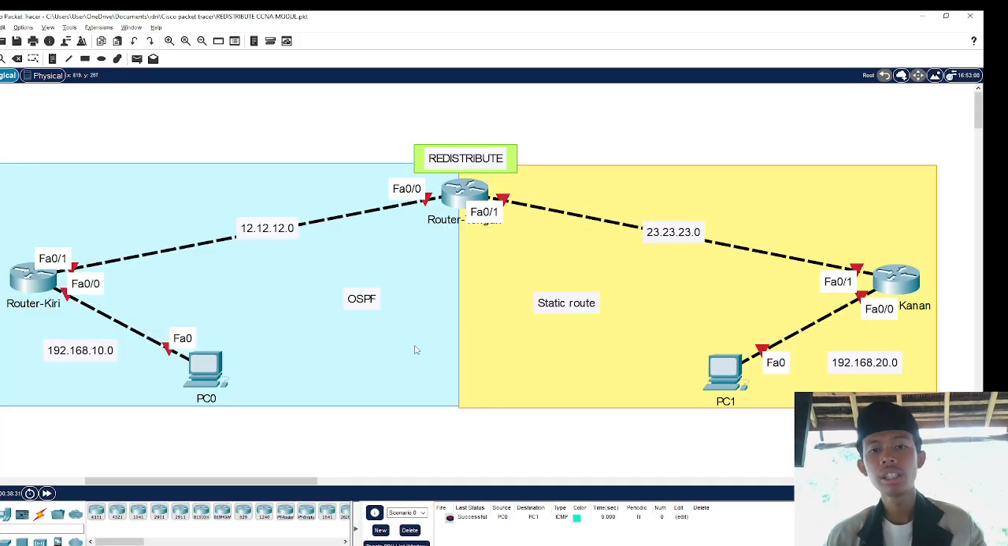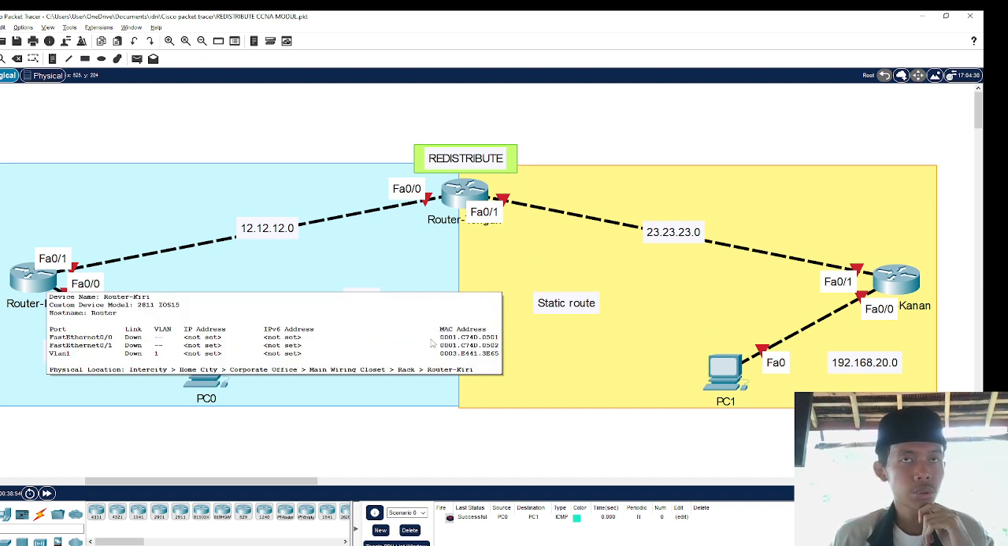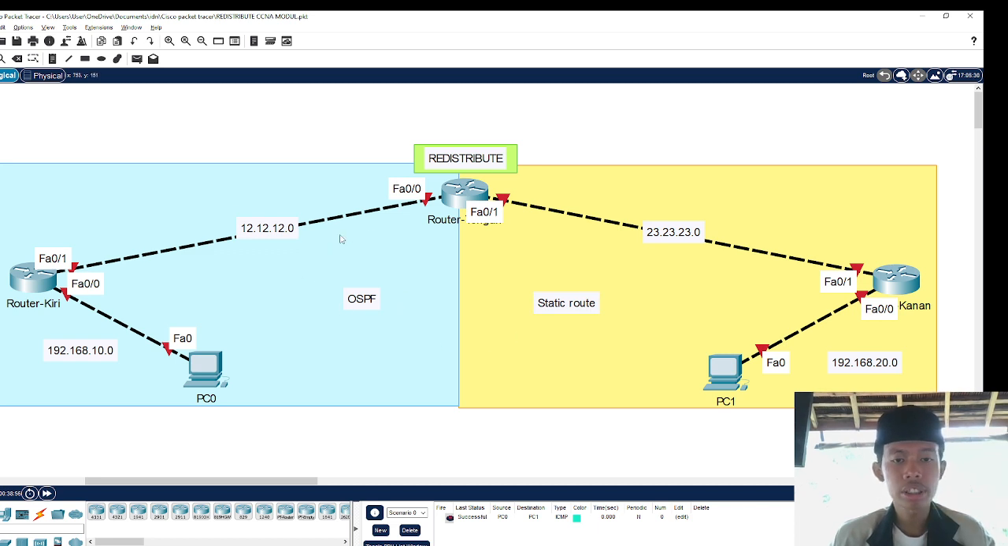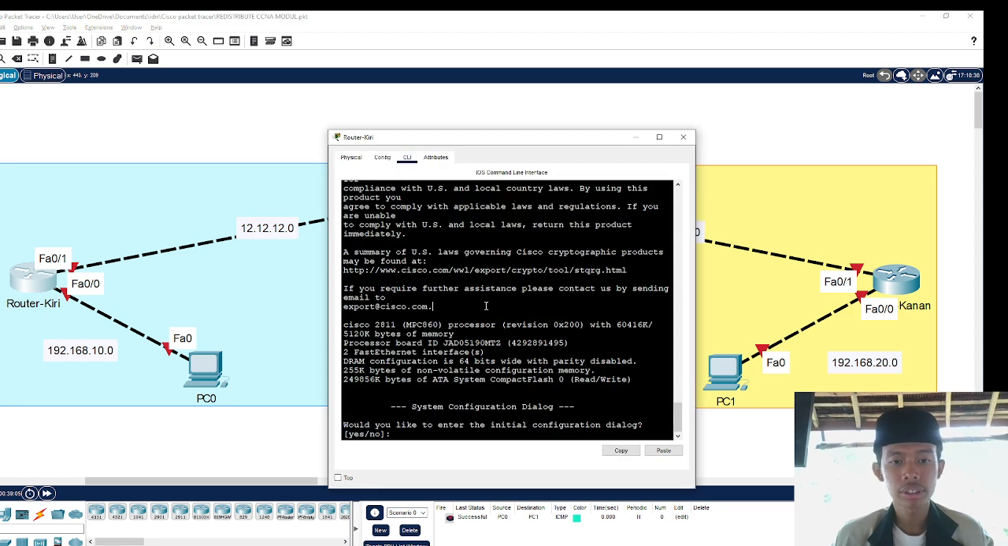Okay, we have this topology. Like in a real case, maybe in a corporation, the left side is a corporation using OSPF, and the right side is a corporation using static route. So we will do an OSPF configuration on the left side, a static route on the right side, and in the middle we will redistribute each other. So let's start with the left side router.